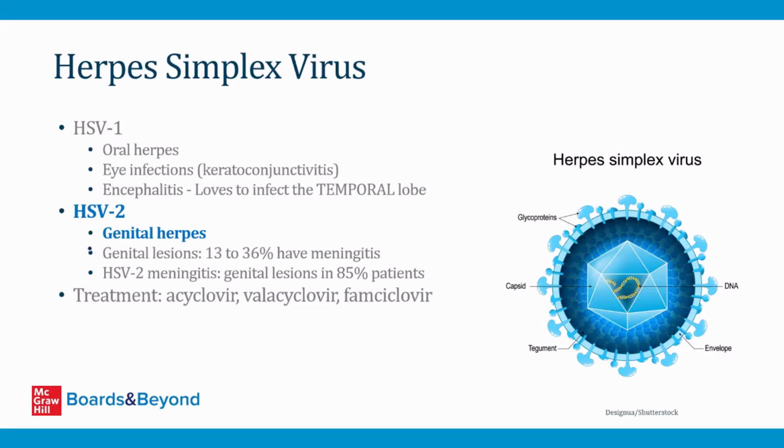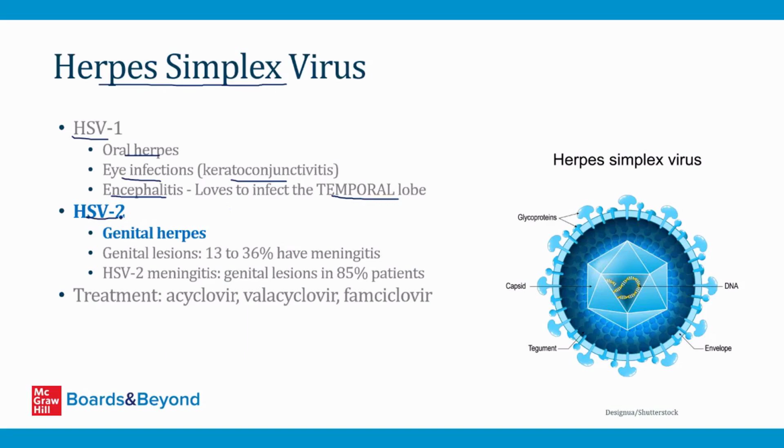There is one special virus you should be familiar with in terms of viral meningitis, and that's herpes simplex virus, which we talk about in great detail in the infectious disease section, but let's review this briefly here. So herpes simplex virus comes in two important forms. HSV1 is what causes oral herpes, which is vesicular eruptions around the mouth. This is also the form that causes eye infections like keratoconjunctivitis. It can also cause encephalitis, which we'll talk about in just a few slides. Herpes simplex 1 loves to infect the temporal lobe of the brain and cause encephalitis.